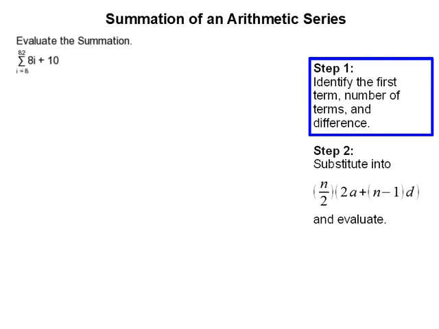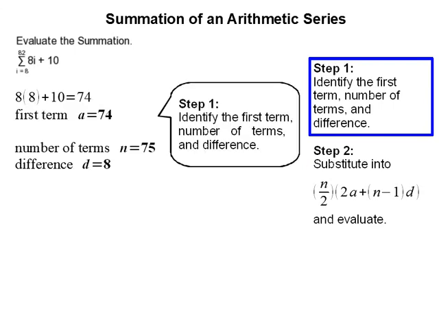Step 1. Identify the first term, number of terms, and difference. So the first term, we're going to have to substitute in 8 for i, and that will get us 74, and we'll use the variable a for the first term.